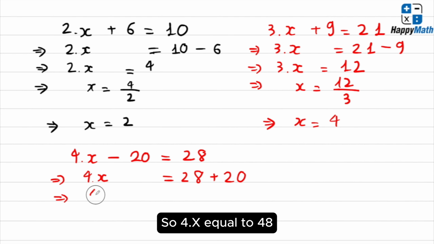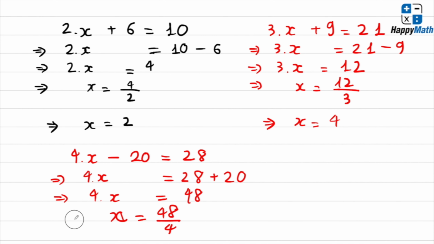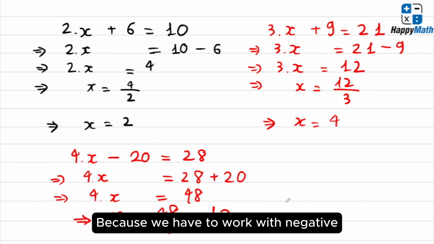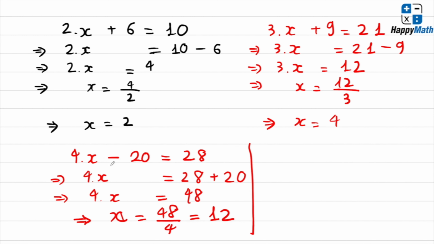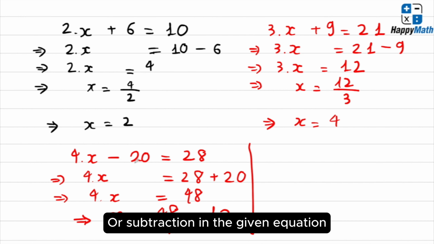Okay, so 4 times x equals 48. So x equal to 48 divided by 4. 48 divided by 4, and you got 1 and 2, it means 12. A little bit harder because we have to work with a negative number here, or subtraction in the given equation.